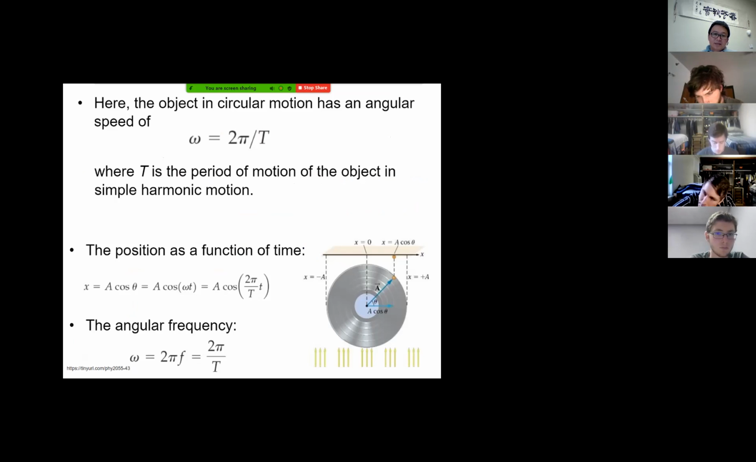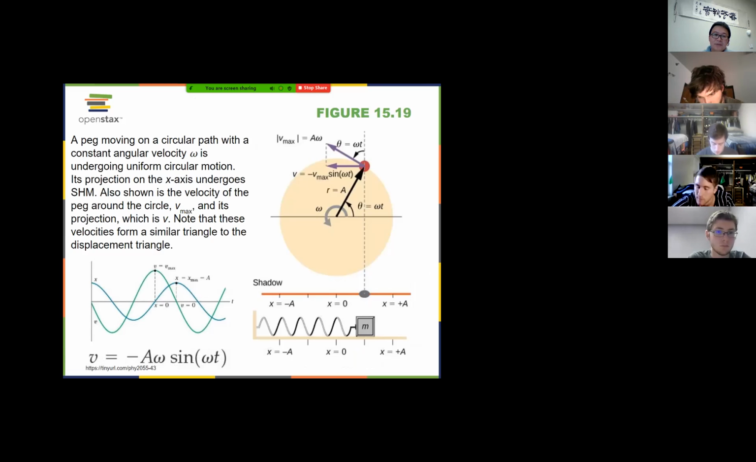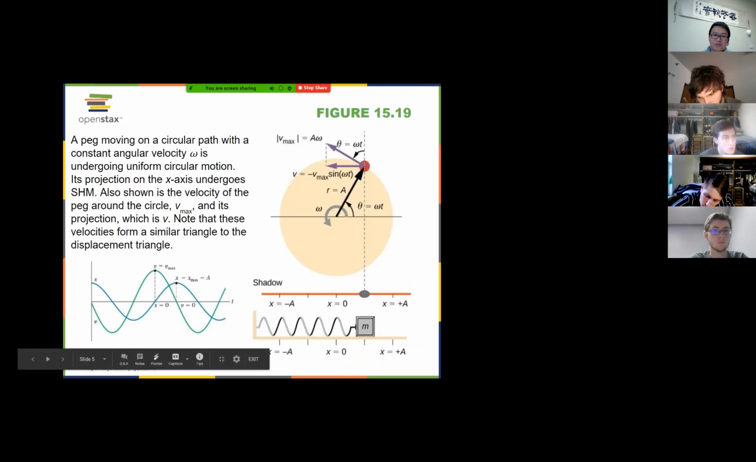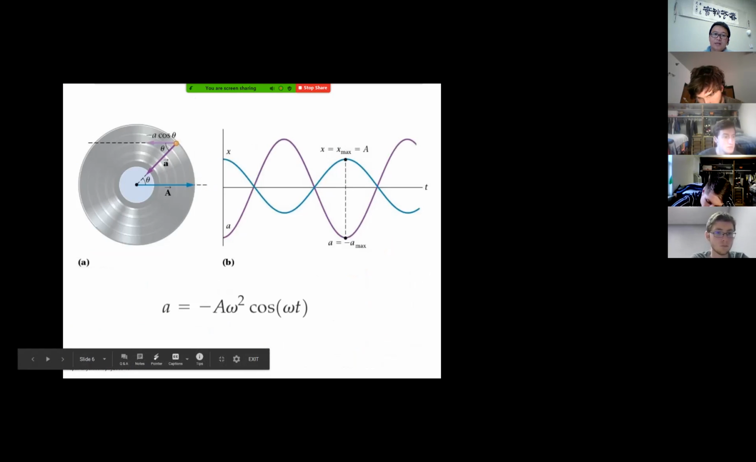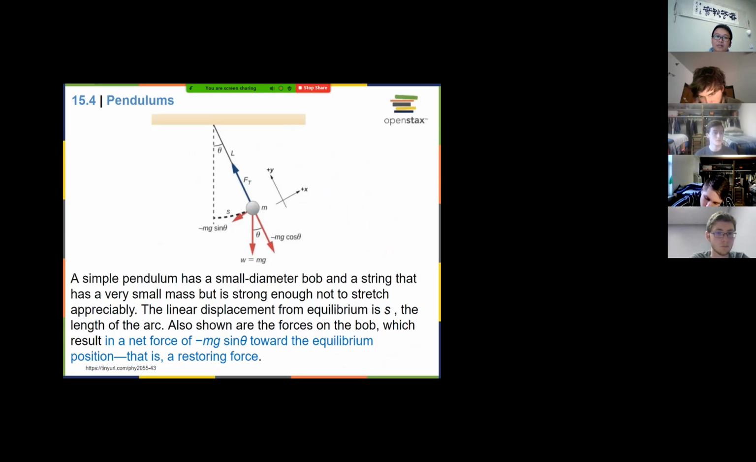And from circular motion, we can see that the projection of it, for example in the x direction, should be the same as the cosine function as we had in the simple harmonic motion. The same thing for velocity will be a sine function, and then acceleration will again be a cosine function. So that's what we checked.